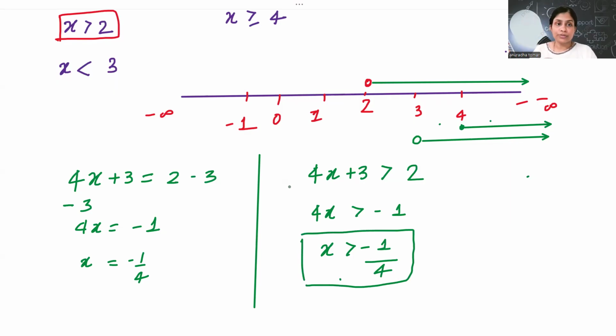Okay, so that is all. In further classes, we'll be talking about more of solving those linear inequalities, and also we'll be talking about quadratic inequality.